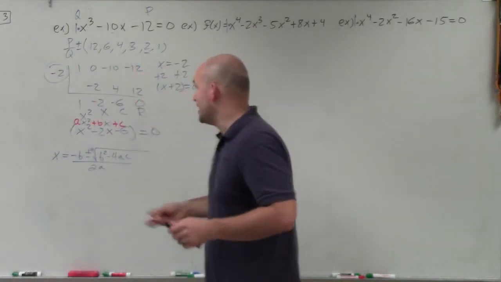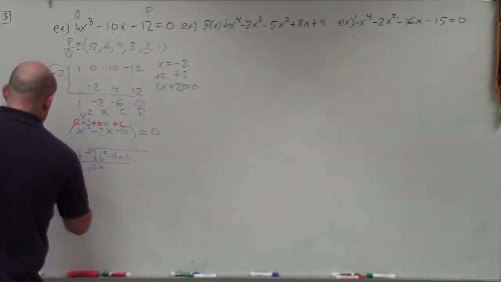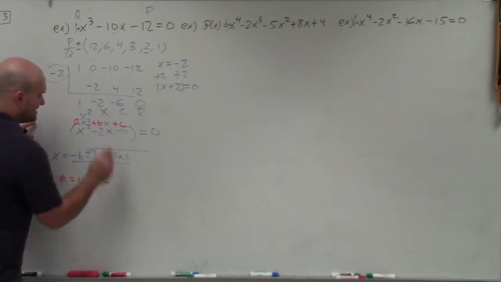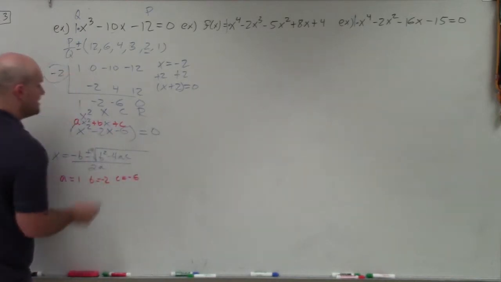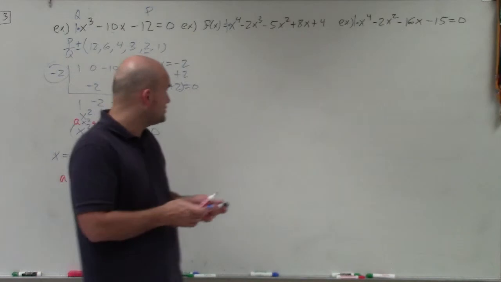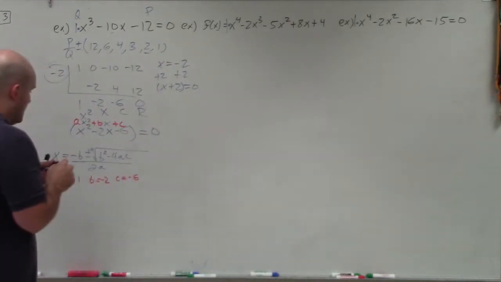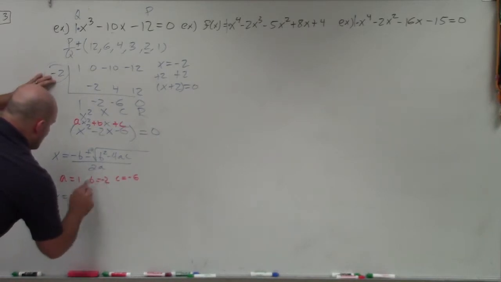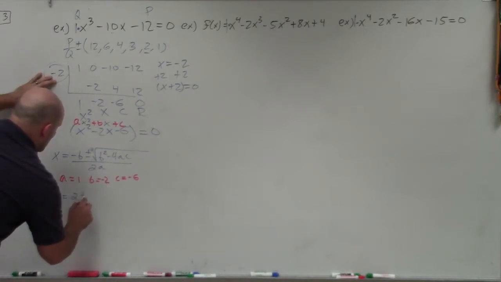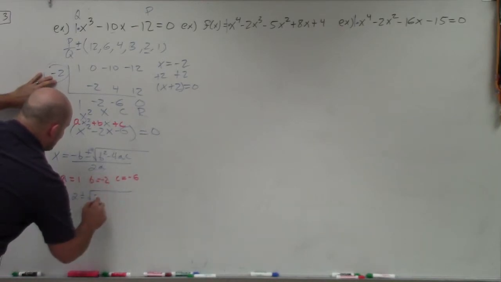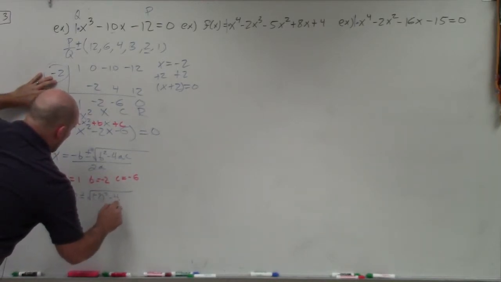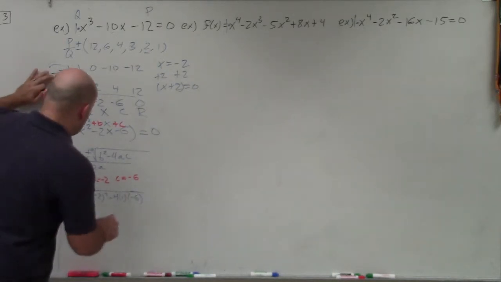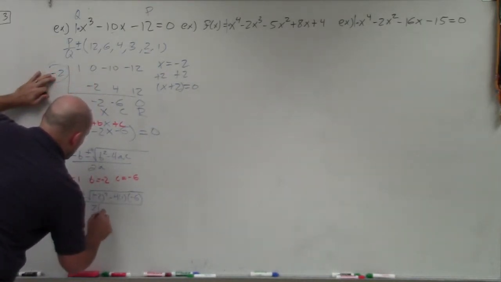So now I'm just going to say, OK, in my case, a is equal to 1. B is equal to negative 2. And c is equal to negative 6. Now I'm going to plug them into the quadratic formula to determine my actual remaining roots. So therefore, I have x equals, opposite of b is going to be a positive 2, plus or minus the square root of negative 2 squared minus 4 times a, which is 1, times c, which is negative 6, all over 2 times 1, which is just 2.